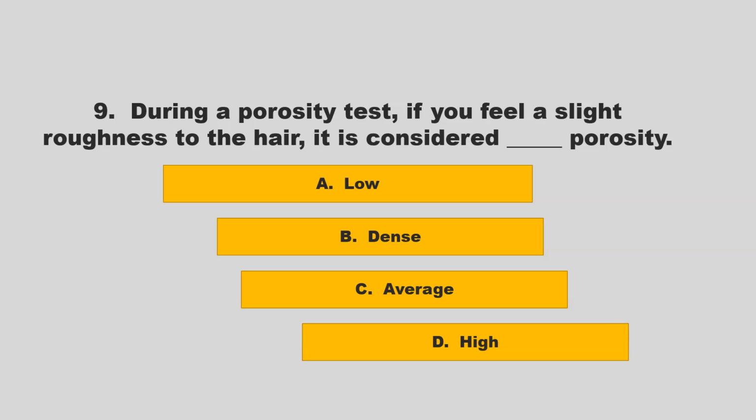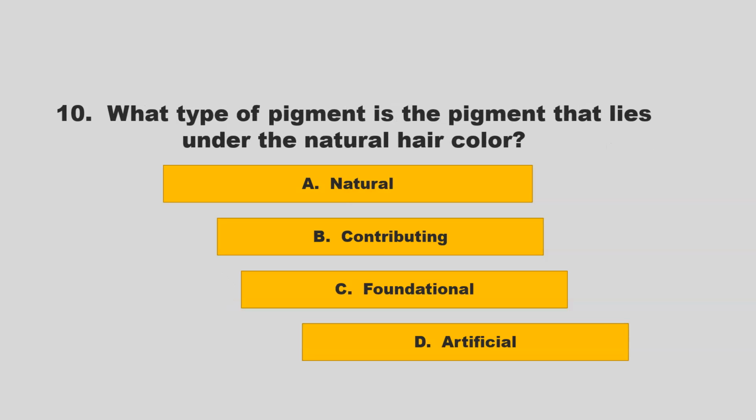During a porosity test, if you feel a slight roughness to the hair, it is considered blank porosity. Is it low, dense, average, or high? If you chose C, average, you are correct.